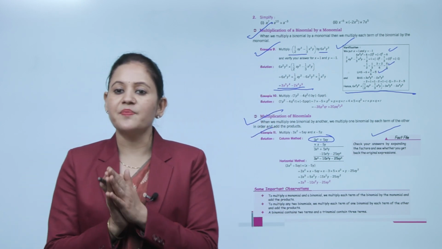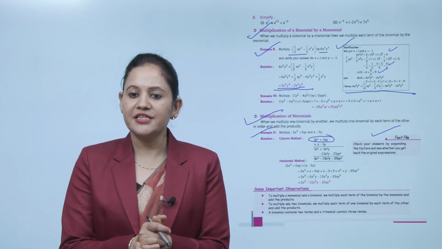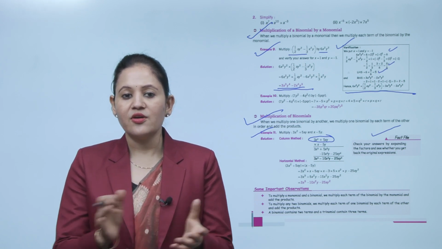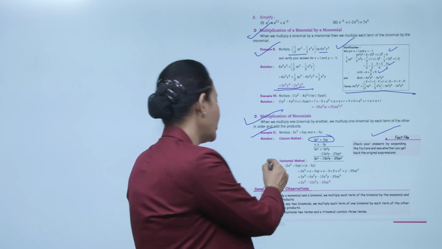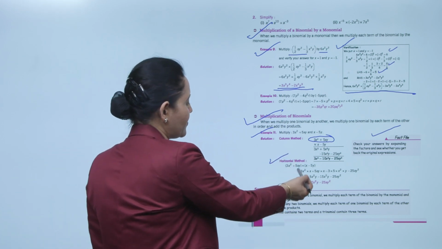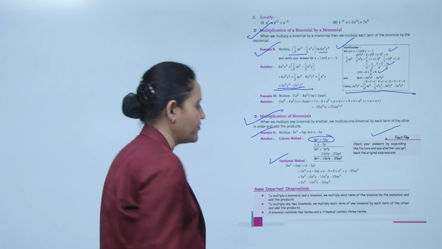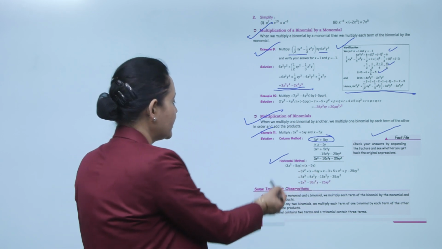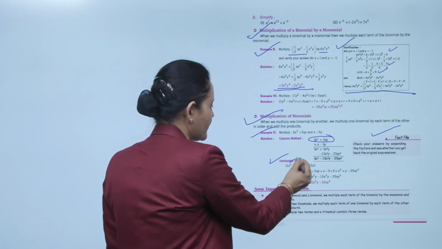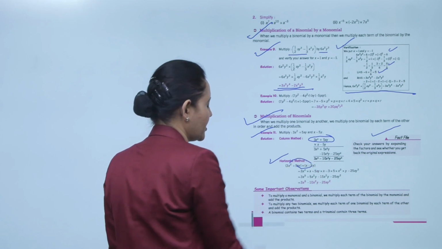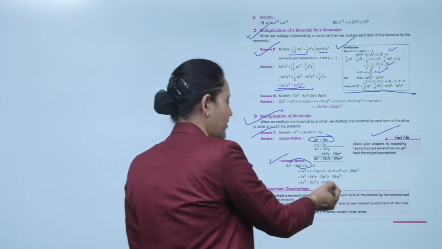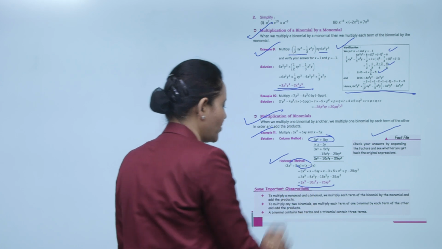Check your answers by expanding the factors and see whether you get back the original expression. One more method is there, horizontal method. 3x square plus 5xy multiply by x minus 5y. So what we'll do, 3x square को हम इन दोनों से multiply करेंगे, then 5xy को इन दोनों से. So we'll get 3x cube minus 10x square y minus 25xy square.